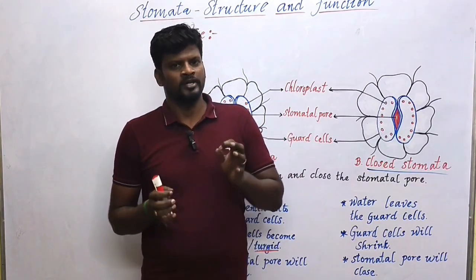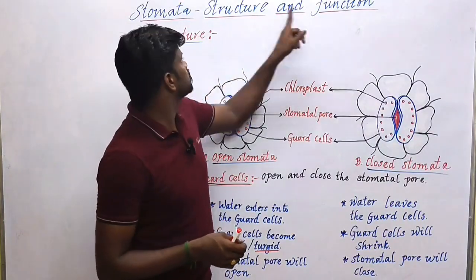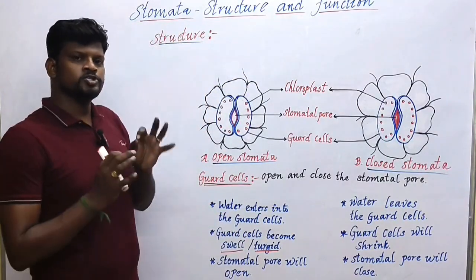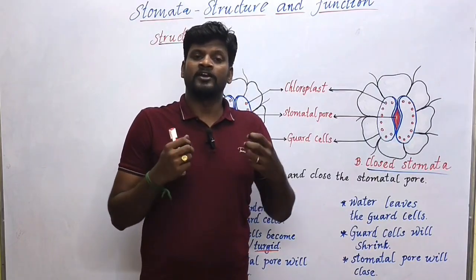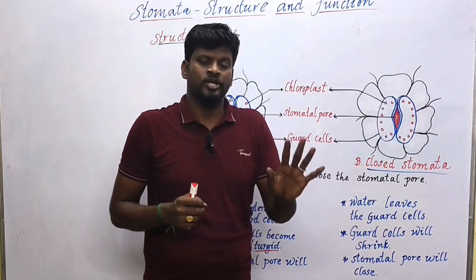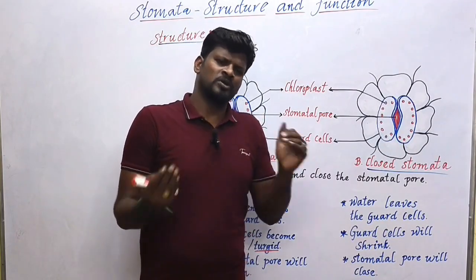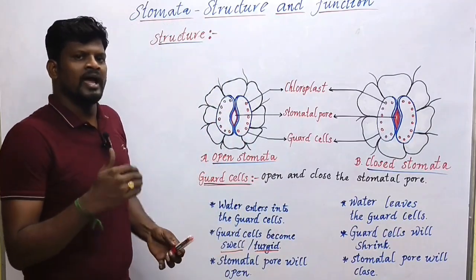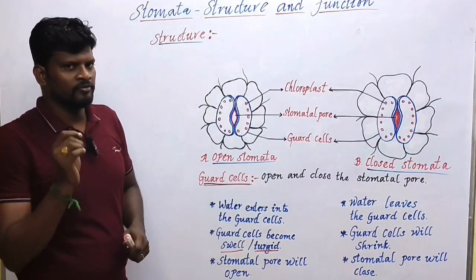This is Ranjithkumar. Today we are going to discuss the structure and function of stomata. Stomata is a very important structure in the plant and facilitates some very important physiological activities. So it plays a very important role in the survival of the plant. Let us discuss the structure and the mechanism of stomatal opening and closing, followed by the functions.